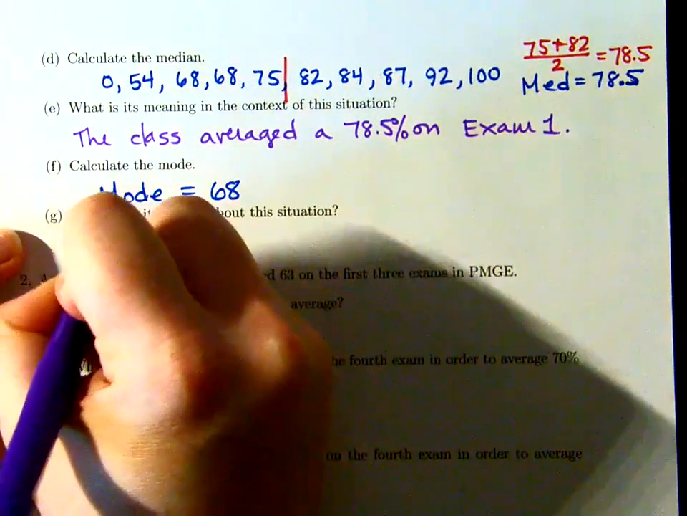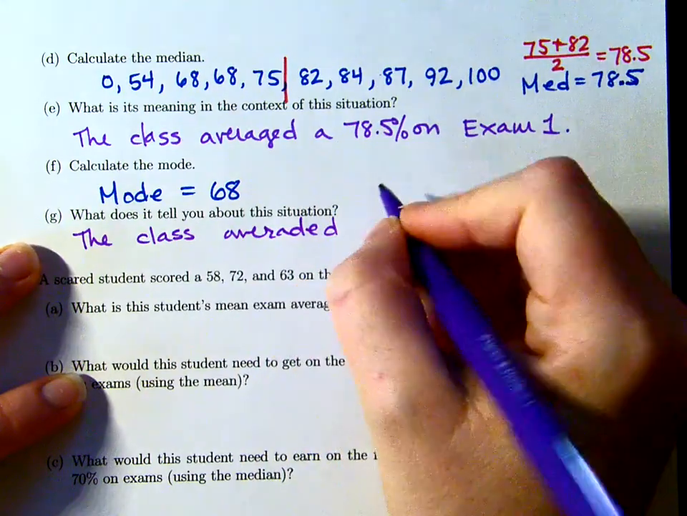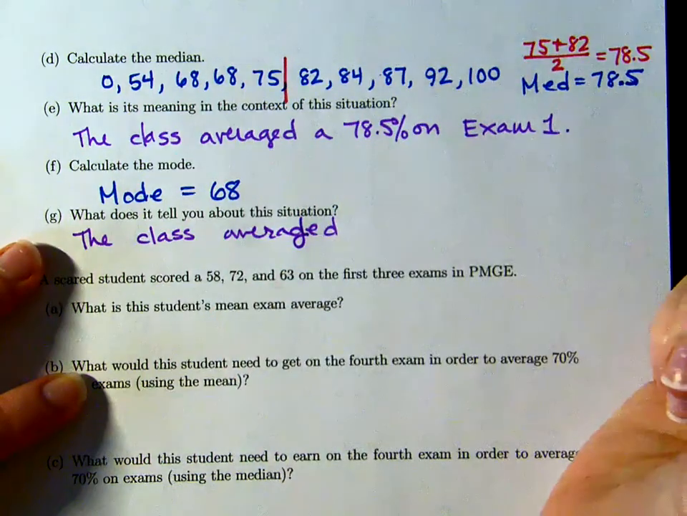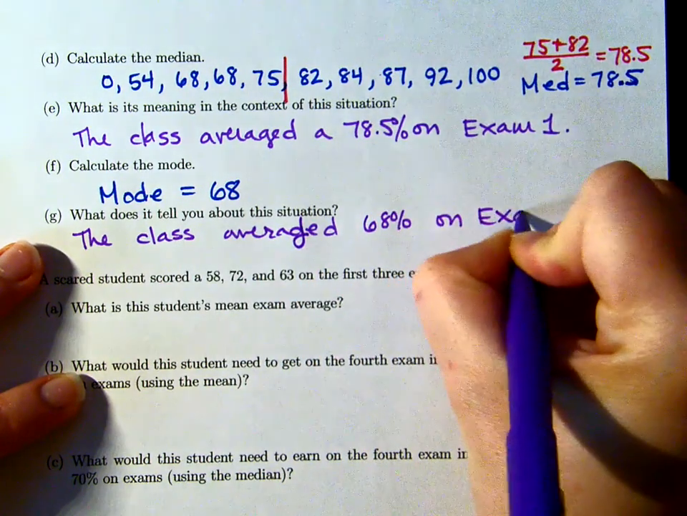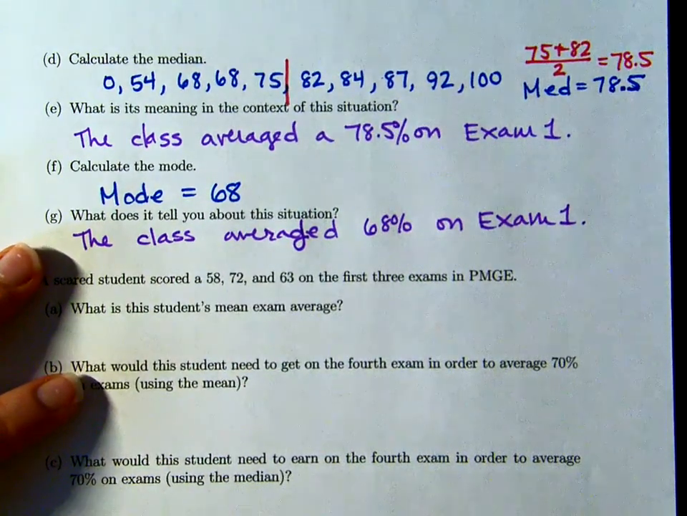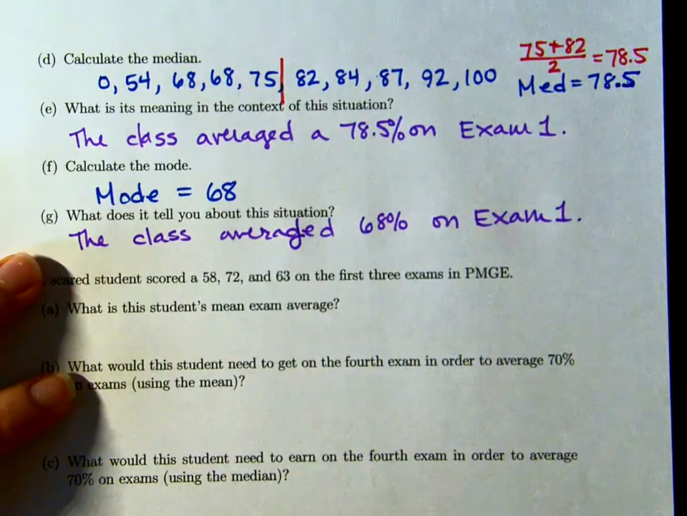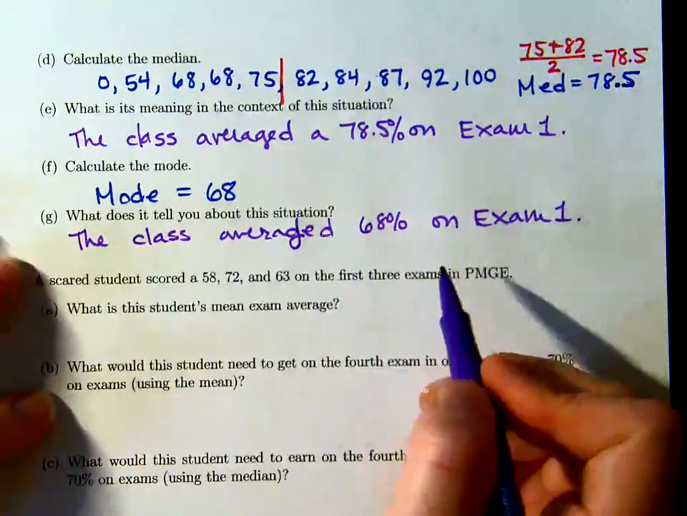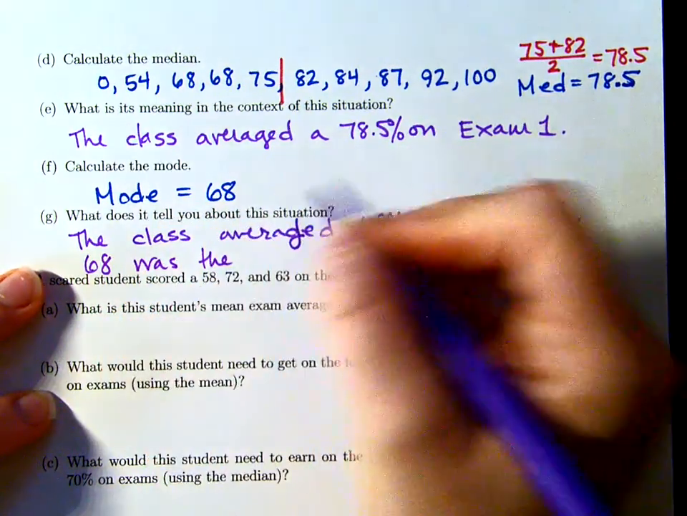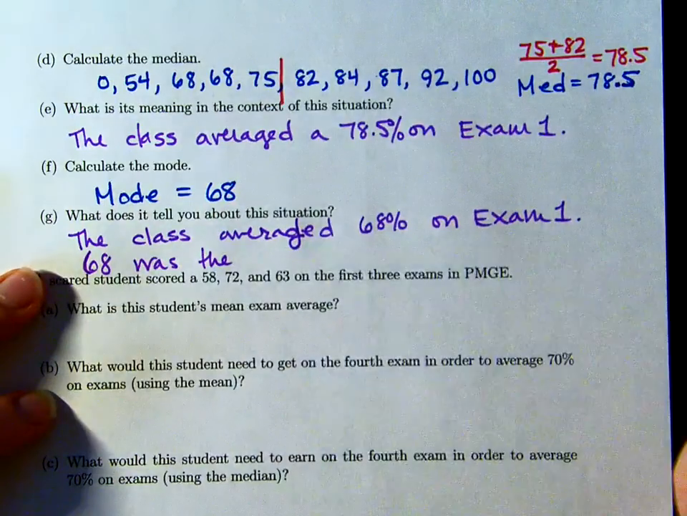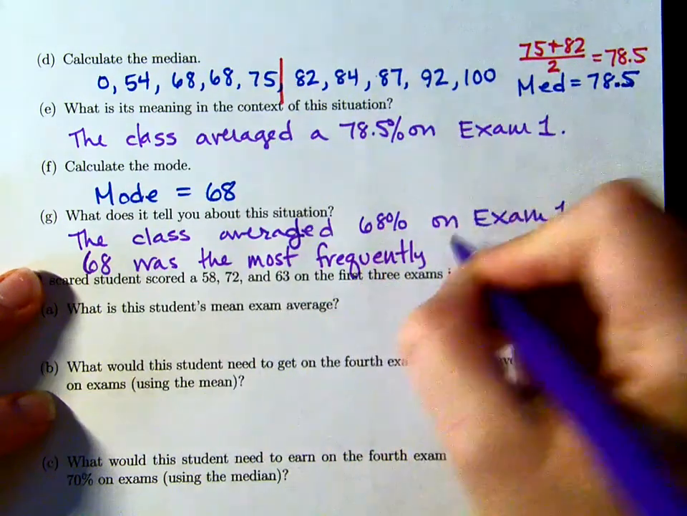So we could interpret this as averaged 68%. But I think most people would say, does this 68 really represent the whole data set? That's weird. So I would actually change this to: 68 was the most frequently occurring score.